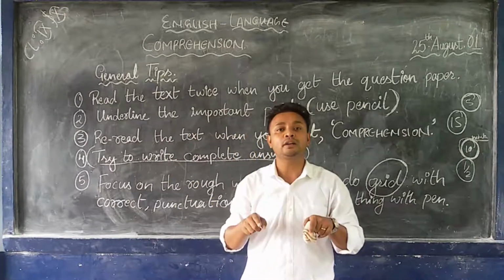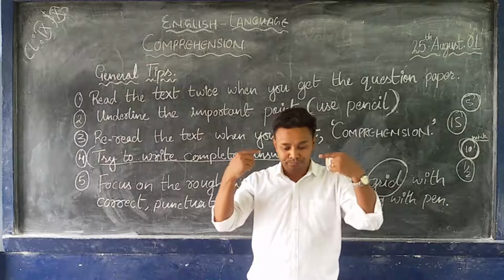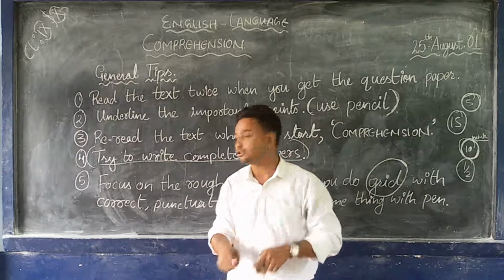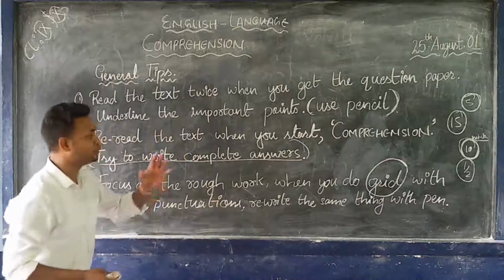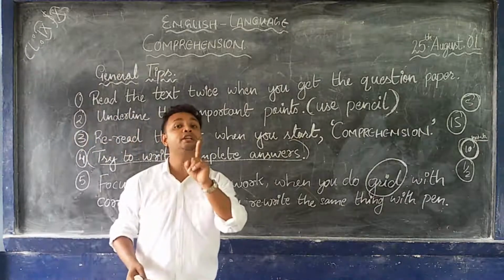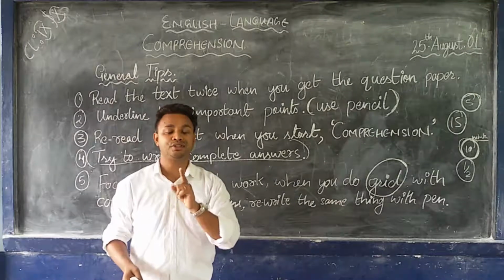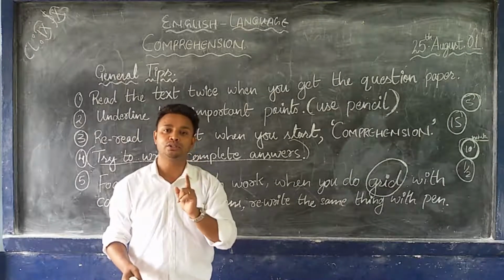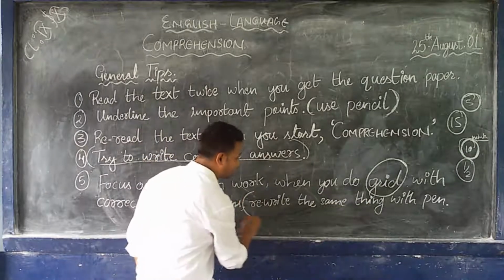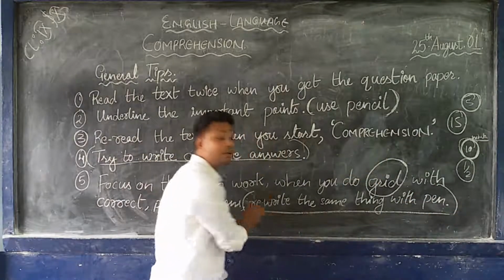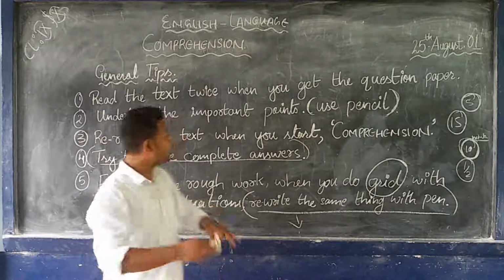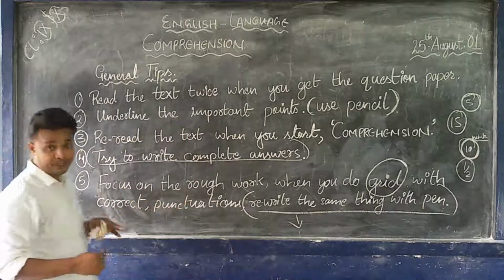See, rough work allows you to focus yourself in the work that you have done. Okay, so focus on the rough work when you do grid with correct punctuations. Try to use correct punctuations. Alright? Rewrite the same thing with pen. At the end only this comes. Rewrite the same thing with pen under that. Under the same thing you have to rewrite. So this is the general tips of comprehension.